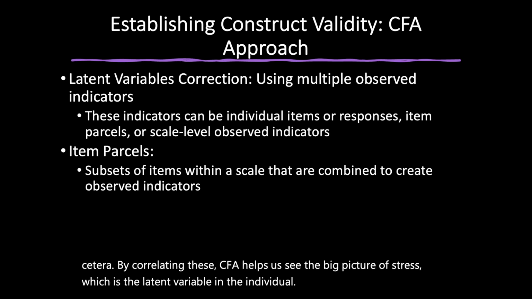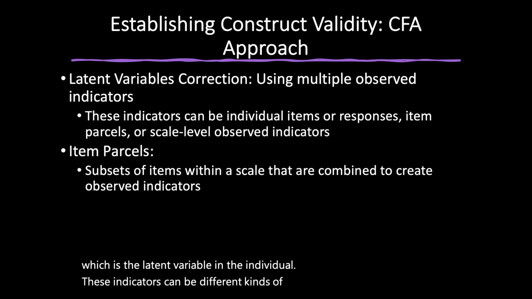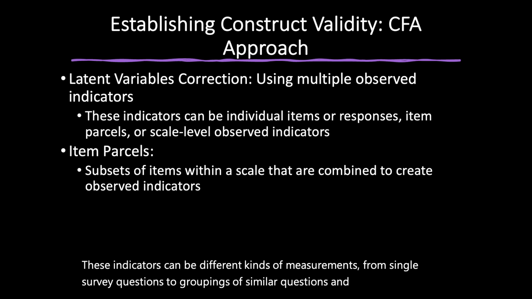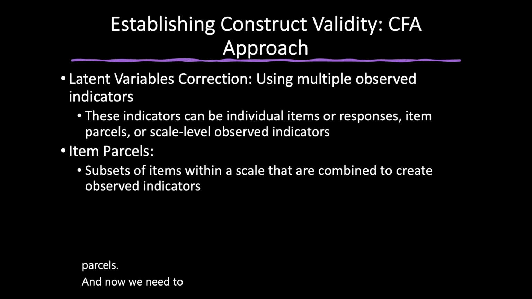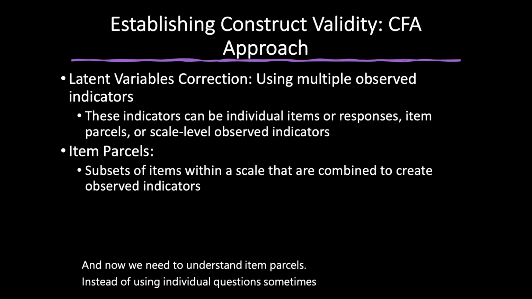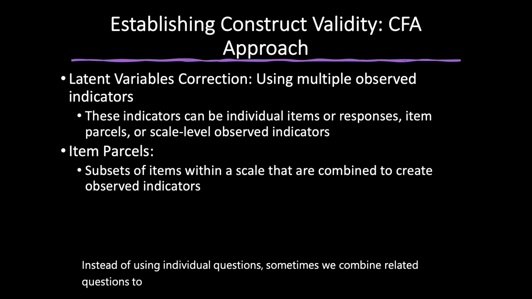These indicators can be different kinds of measurements, from single survey questions to groupings of similar questions. And those are item parcels. And now we need to understand item parcels. Instead of using individual questions, sometimes we combine related questions to form item parcels. It's like baking cookies with different combinations of ingredients to create unique flavors.